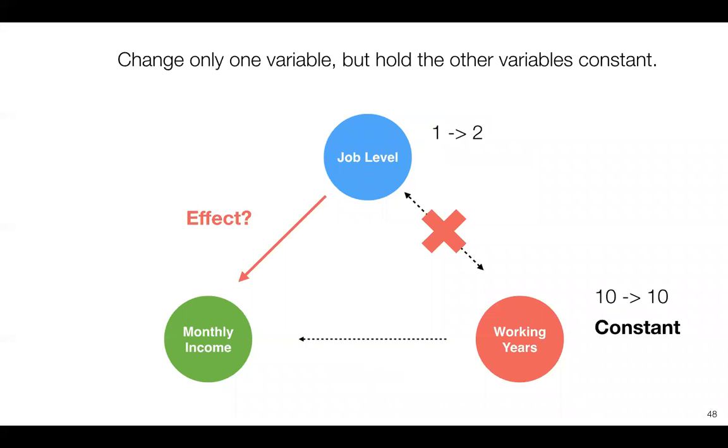And we can do it the opposite way. For example, we can hold working years constant. Let's say we keep only the 10 years folks, or only the 11 years folks, just one year group. And within that, we can compare the people with job level 1, job level 2, or job level 2 and job level 3 and so on. And then see if there is any effect on the monthly income.